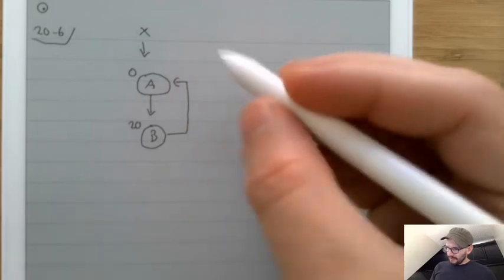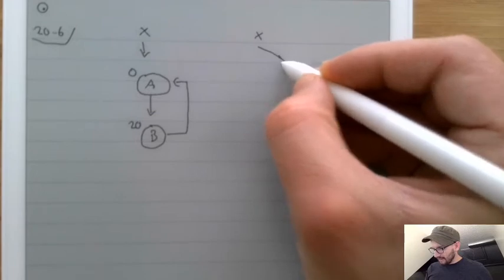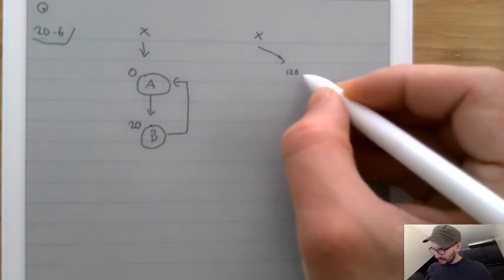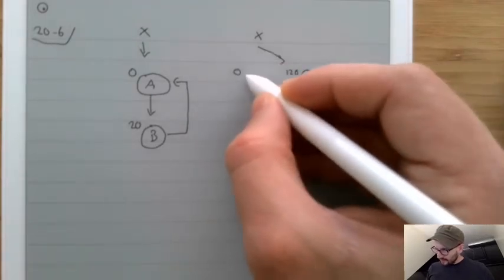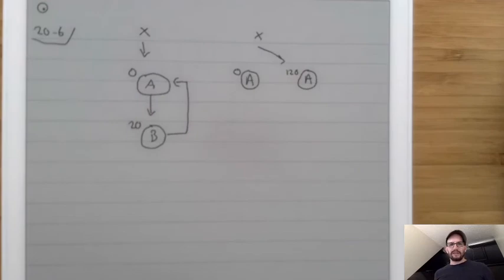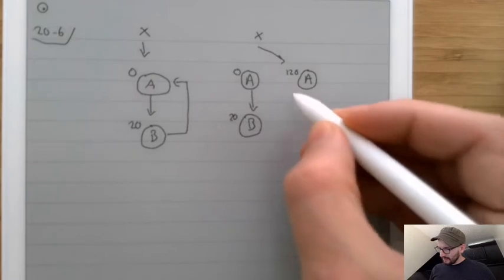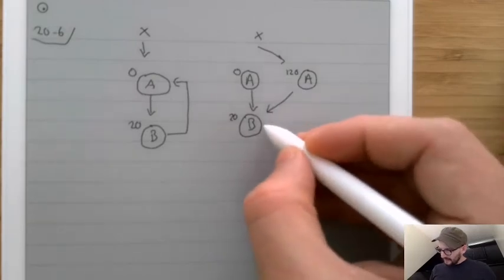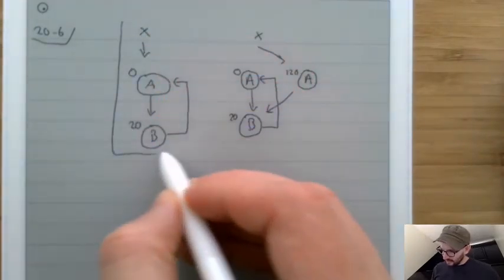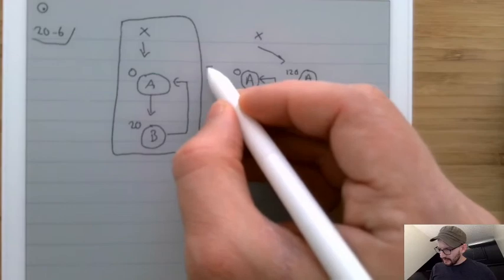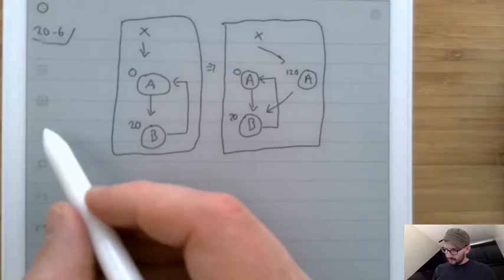Now what happens when we copy? We're going to say that X is now going to point to address 120, which has an A there. And at address 0, there's still an A, and it is pointing to B at address 20. And this is also pointing there, and this is pointing up there. Let me put a little box around this. So this is state 1. This is state 2. Let me move all this over.